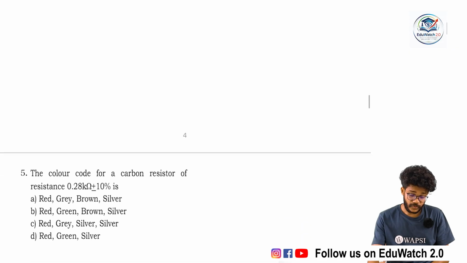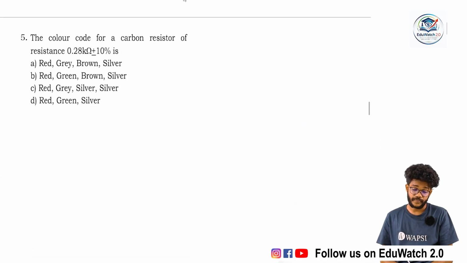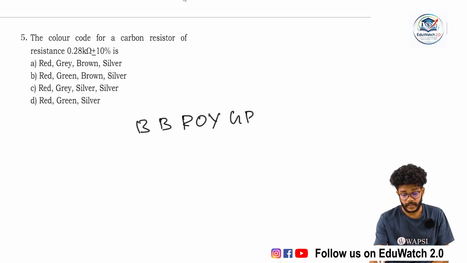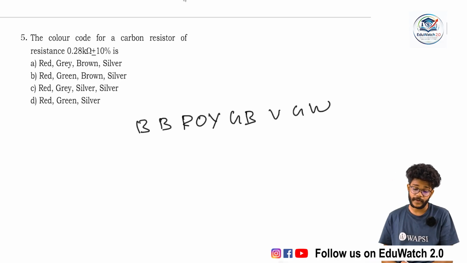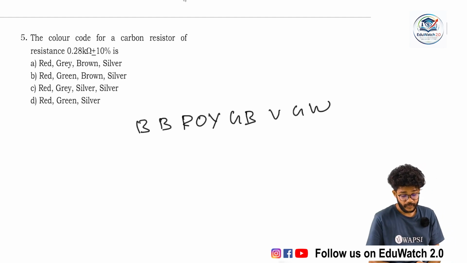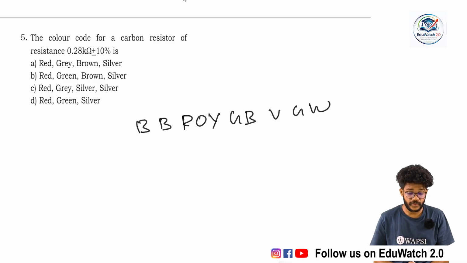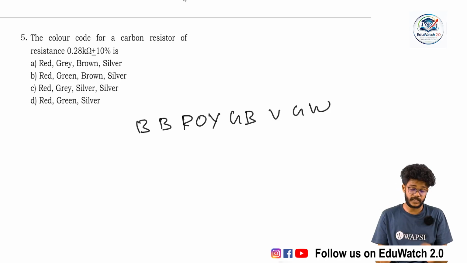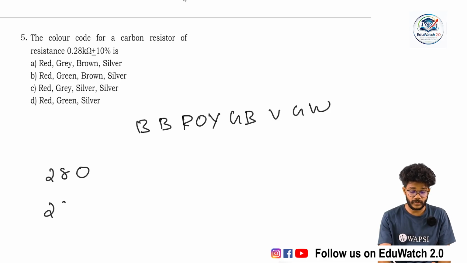Then we can move to the next question, the color code. Okay, so I will say the sayings. B.B. Roy, Great Britain, very good wife. Black, brown, red, orange, yellow, green, blue, violet, gray, white. And they are giving 0.28 kilo. What is 0.28 kilo? 1 kilo means 10 raised to 3. 0.28 into 10 raised to 3 is nothing but 280. That means 28 into 10.